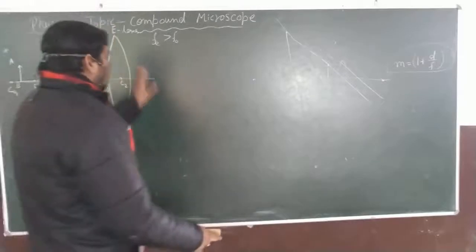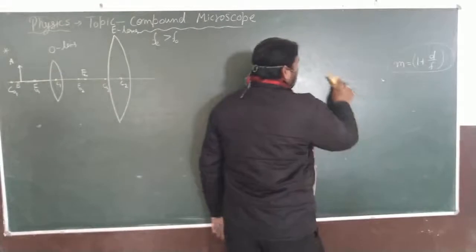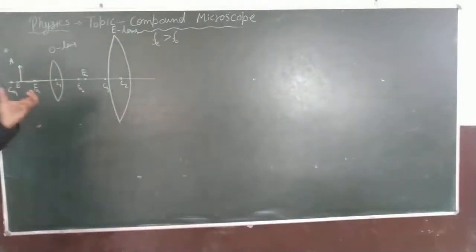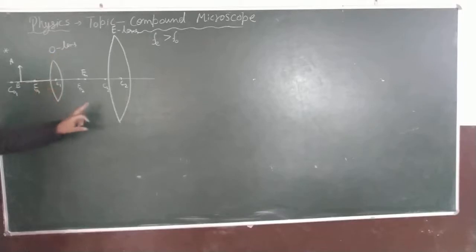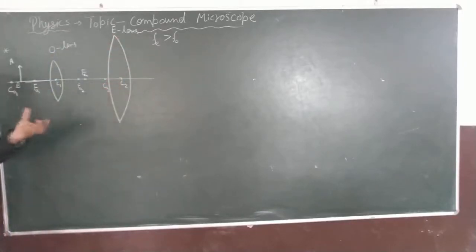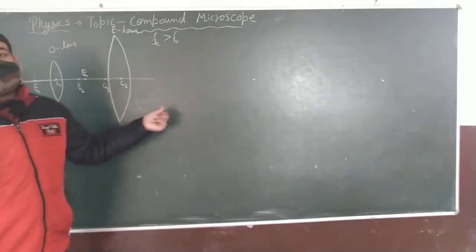So we are using the same procedure in the compound microscope, and here we are using two biconvex lenses or magnifying glasses. One is called the O lens, the objective lens, and another is the E lens, the eye lens. According to their names, the objective lens is near to the object and the eye lens is near to the observer.